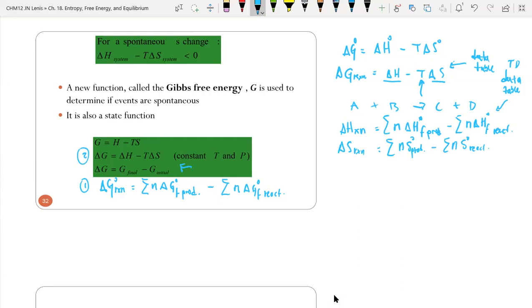And then usually the problem also will ask you to find what is delta G for the reaction. So how do you find delta G? You have two ways. You can do it using delta G of the reaction equals delta H of the reaction minus T delta S of the reaction.